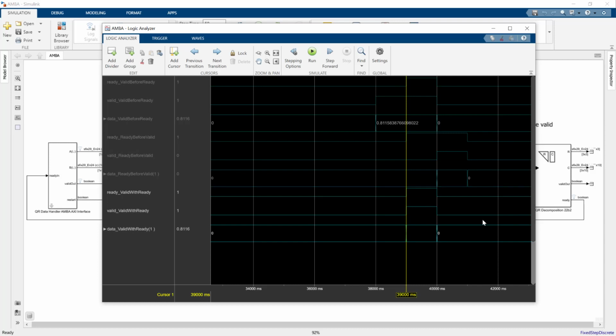The last use case is valid with ready. This means upstream and downstream have the same latency, so the ready and valid signals are asserted at the same time, and then they move on in the next clock. We believe that this standardized protocol can help users interface with our blocks more easily and make the data transaction more robust.